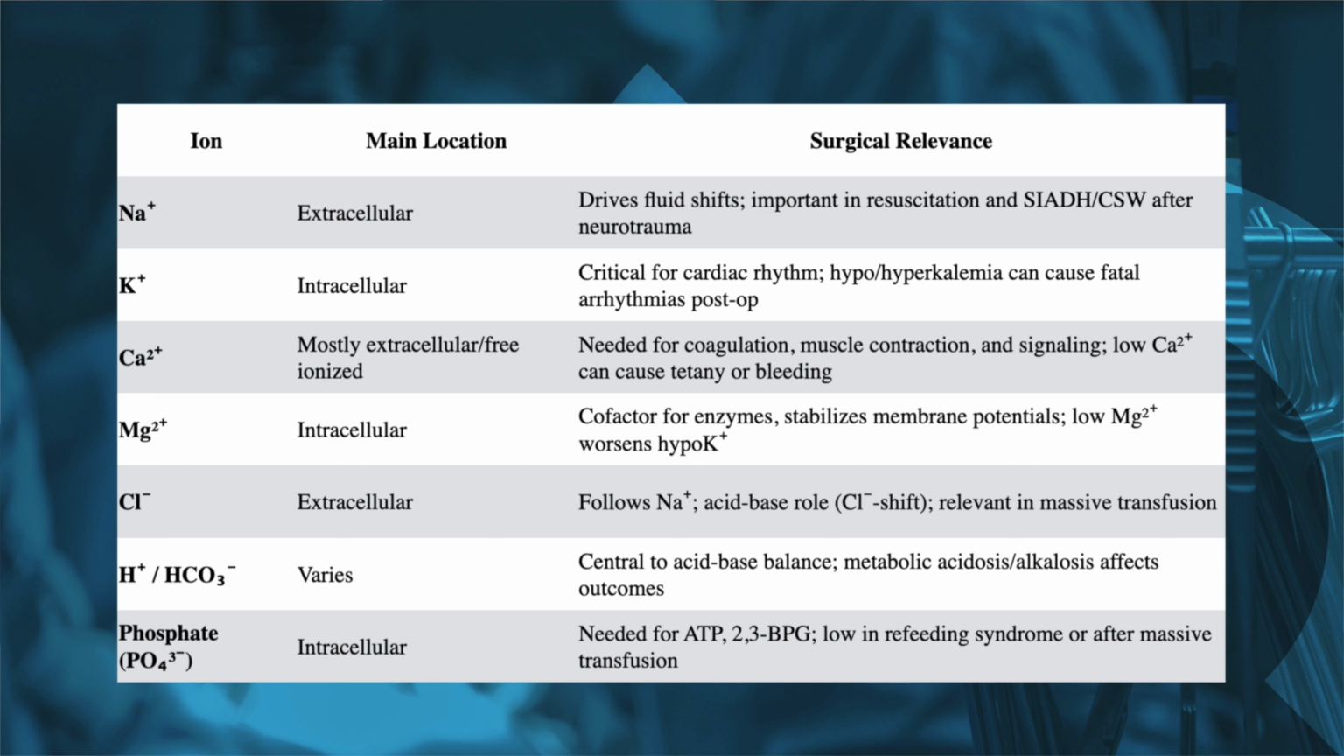When we look at protons and bicarbonate, this is central to acid-base balance. Metabolic acidosis and alkalosis certainly affect our clinical outcomes, and phosphate is primarily intracellular. It's needed for ATP. 2,3-bisphosphoglycerate, or 2,3-BPG, is an important aspect of the glycolytic cycle, and that is needed for ATP production. We find that phosphate can get very low in refeeding syndrome as it is sucked up by the production of ATP. So those are the ions. You should probably freeze frame that slide and keep that in your study Rolodex so you have it for fast reference. All right, so let's get to a clinical vignette.